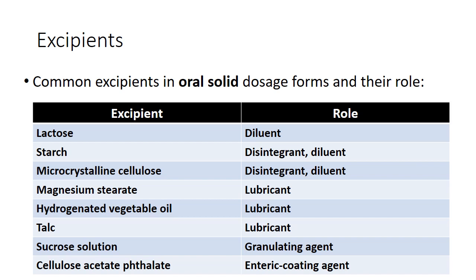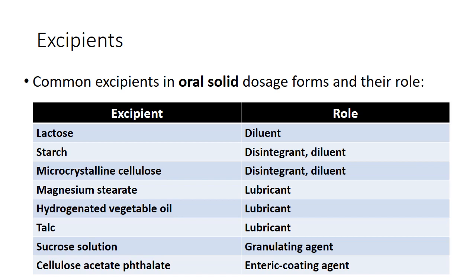Starch is also a diluent, and it helps to disintegrate the tablet when it is in the stomach. Once it's in that aqueous fluid, the starch can help with the disintegration rate. Microcrystalline cellulose is also the same, a disintegrant and diluent. Magnesium stearate, where magnesium is obviously a divalent cation and stearate is a fatty acid, is almost like a soapy kind of thing. So it's a lubricant. Hydrogenated vegetable oil is also a lubricant.